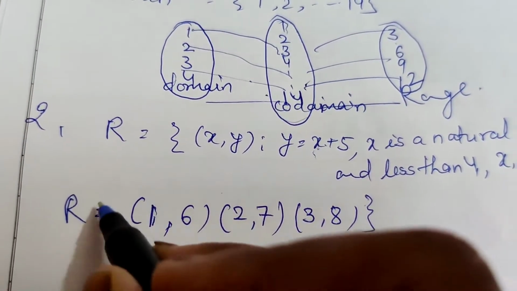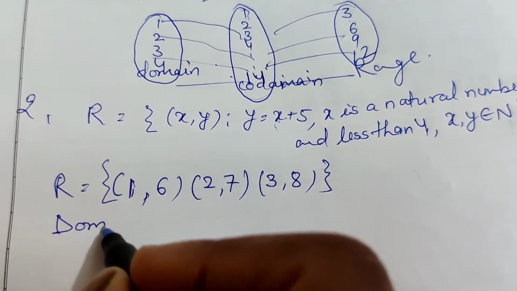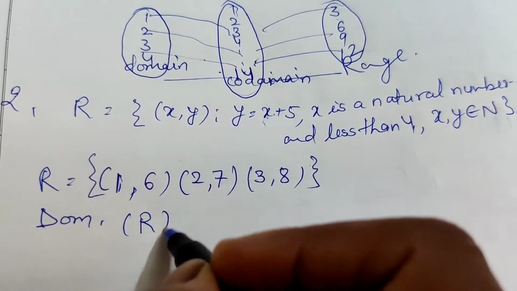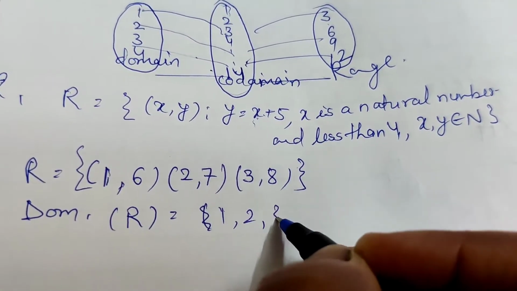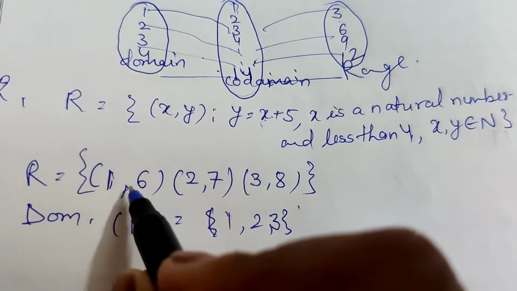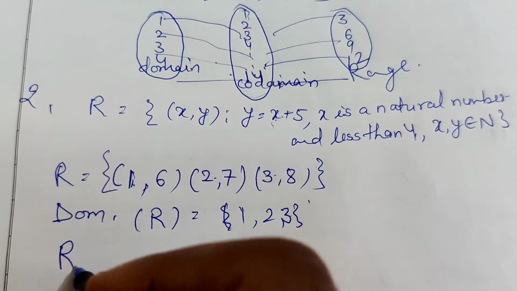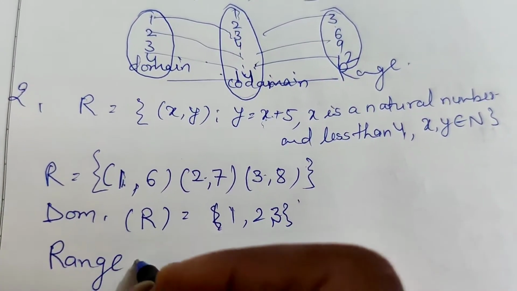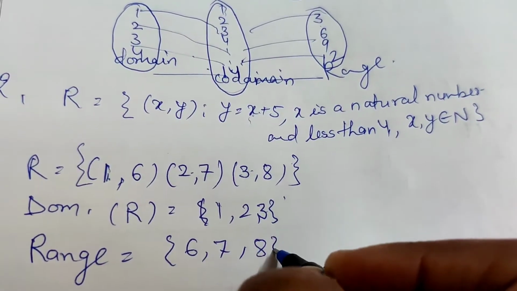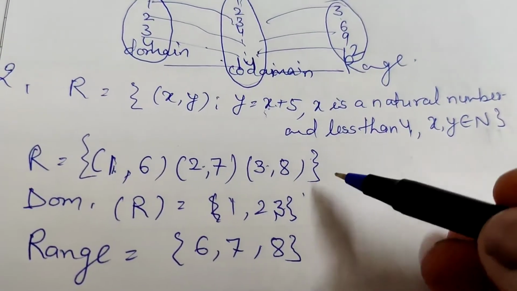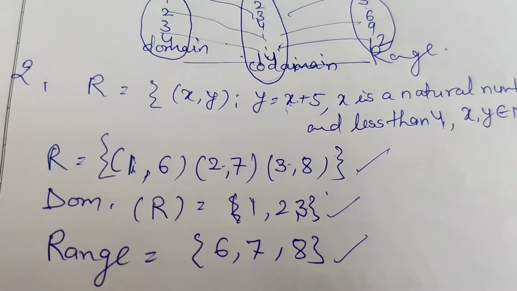Now the domain of the relation is 1, 2, 3. The first elements 1, 2, 3 are the domain and the range is equal to 6, 7, 8. This is in the roster form, domain and range. Okay.